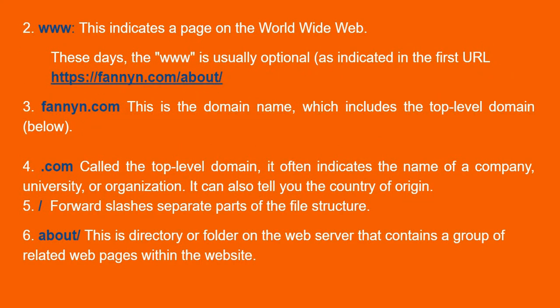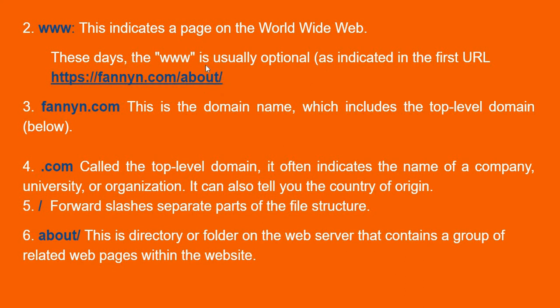So, in the anatomy of the URL, www indicates the page on the World Wide Web. As I mentioned, www nowadays is optional. Then we have the domain name, that is fenn.com. It includes a top level domain, which is a .com, which indicates the name of the company, university, organization. So it could be .com, .org, .ug, that is like a country of origin, .biz, .store, depending on what the business is all about.